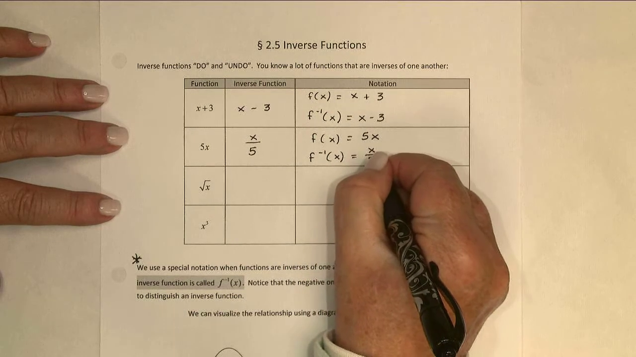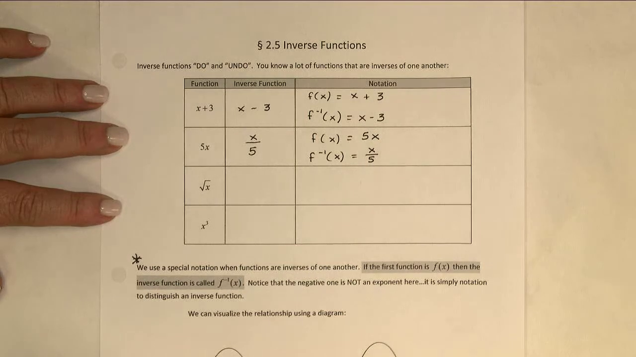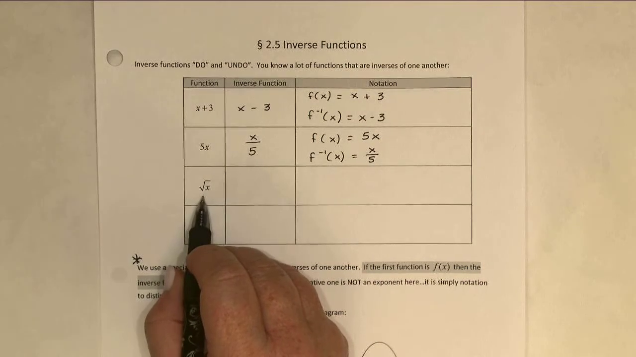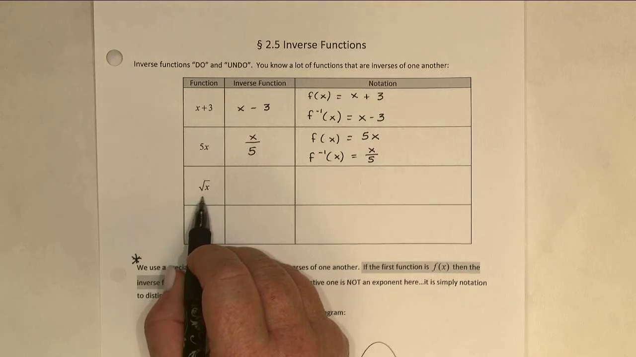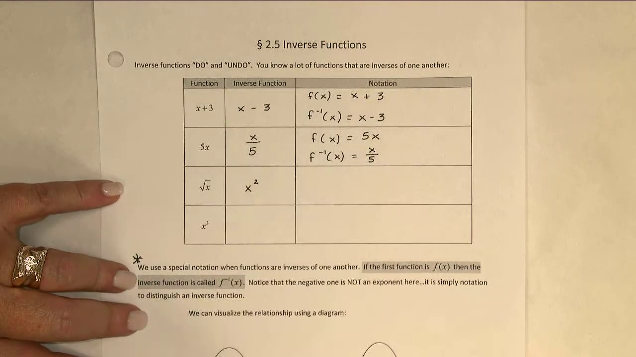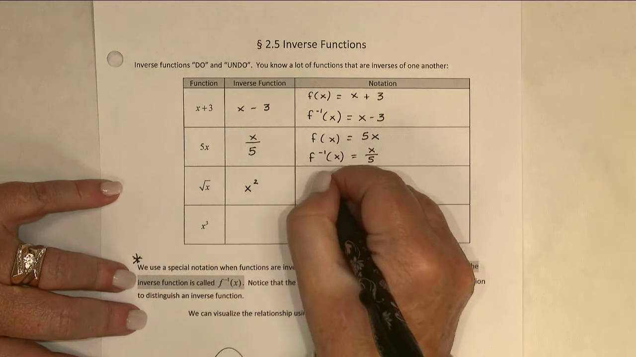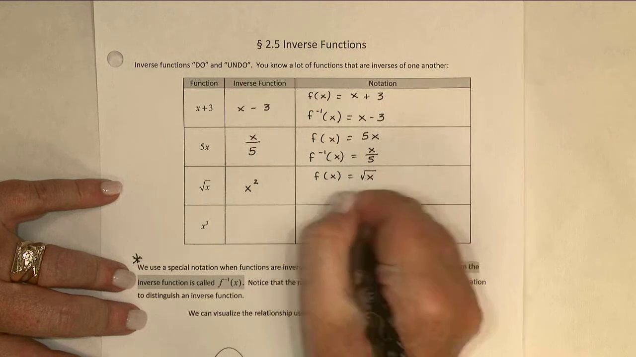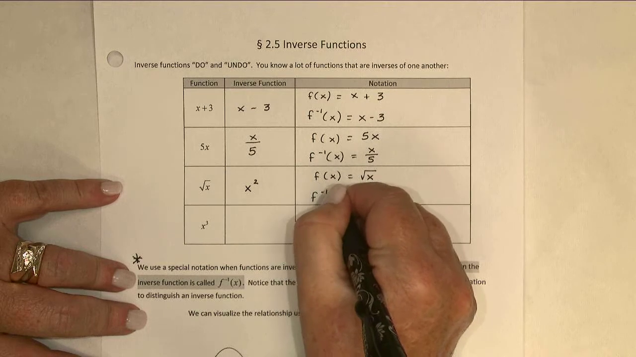All right, if I take the square root of x as my function, what's the inverse? What would undo a square root? Well, of course, squaring would do that. So the inverse is going to be x squared. We'll just, once again, write out the notation just for practice. F inverse of x is equal to x squared.